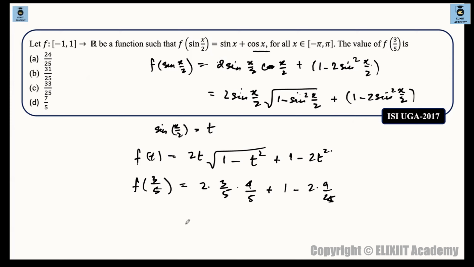अच्छा, ओके. तो ये क्या आ रहा है बेसिकली 626/25. ये हो जाएगा 25 ना, 25 and 18 और 6/25. 6/25 plus 1. So basically we are having 25 plus 6 which is 31/25. Option B is correct.